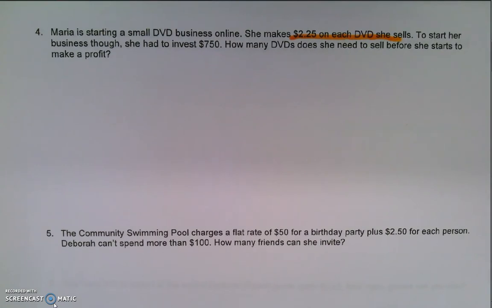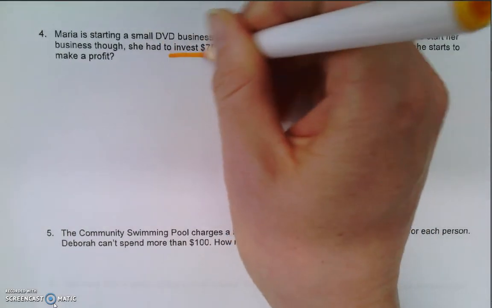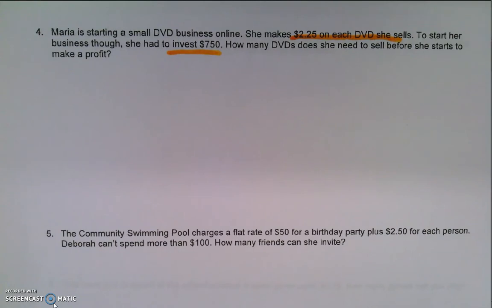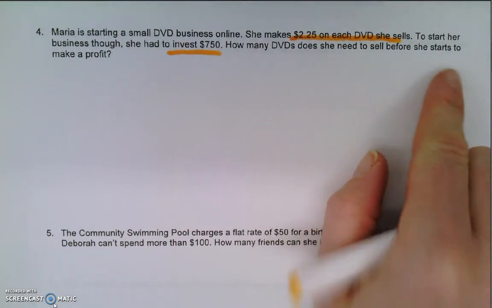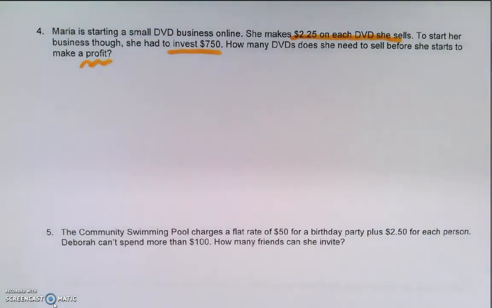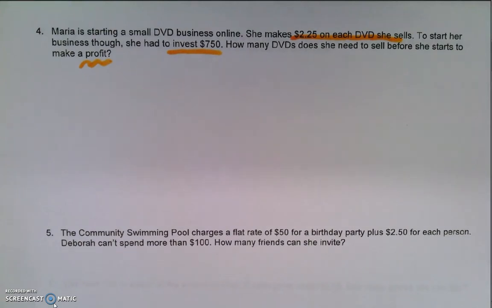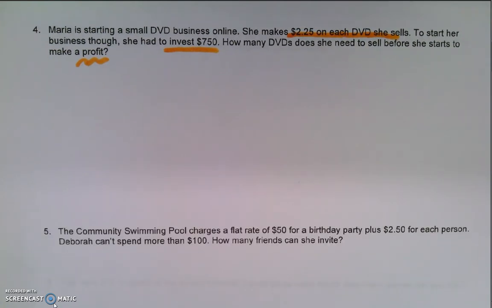To start her business, though, she has to invest $750. So maybe that's to buy all her inventory for her DVDs she's going to sell. How many DVDs does she need to sell before she starts to make a profit? So do you guys know what profit means? Okay, so profit means after you spend all the money on your supplies and you sell some until you start making money, because you're not making money until you pay off all your startup costs, your overhead.